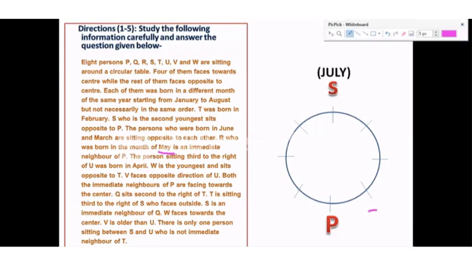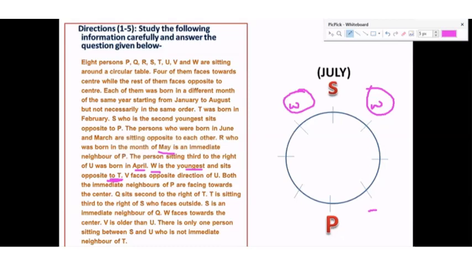Again moving up, the person sitting third to the right of U was born in April. Still couldn't find. Moving further, W is the youngest and sits opposite to T. Well, here we got something: W is the neighbor of S, because W was born in August and S born in July, and also W is opposite of T. But we don't know on which side W will be sitting, whether right of S or maybe the left of S. Moving further, V faces opposite direction of U.